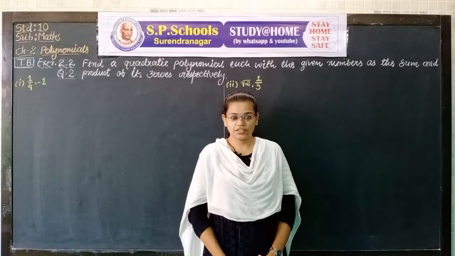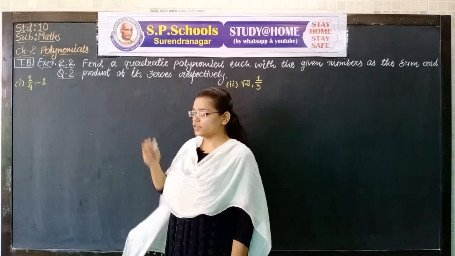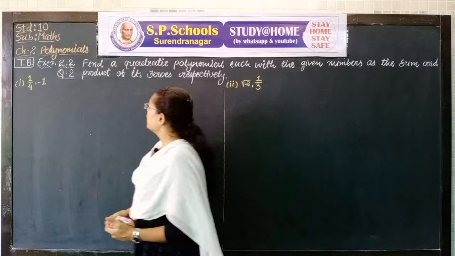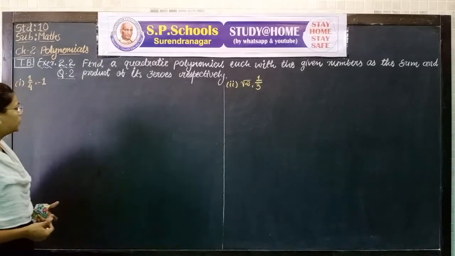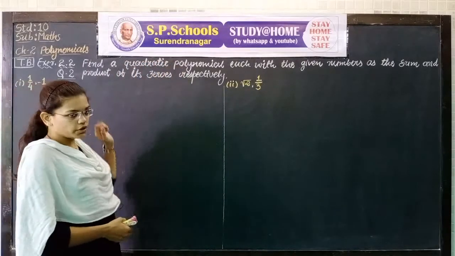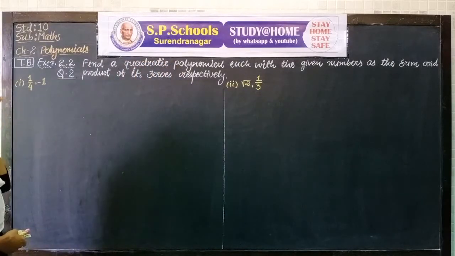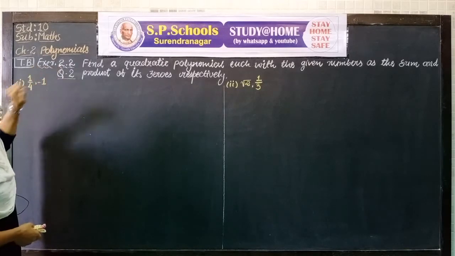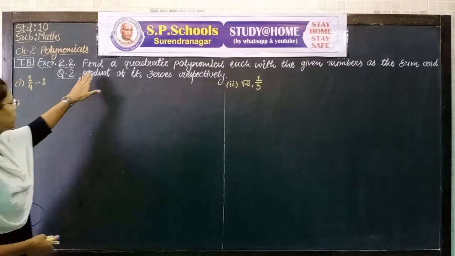Friends, in the last session we discussed question number 1 of exercise 2.2. In today's session I am explaining question number 2, about finding the quadratic polynomial. Let's see the question first. It is question number 2 from our textbook, exercise 2.2.